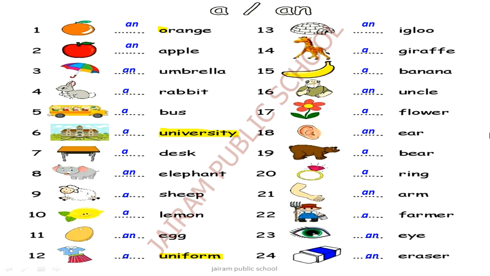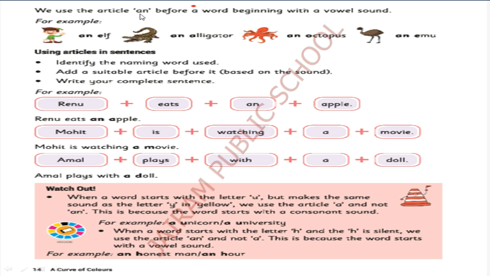An eraser. So next one, we use the article an before a word beginning with a vowel sound. For example, an elf, an alligator, an octopus, an emu. E is also a vowel sound only. So, an emu. Using articles in sentences.